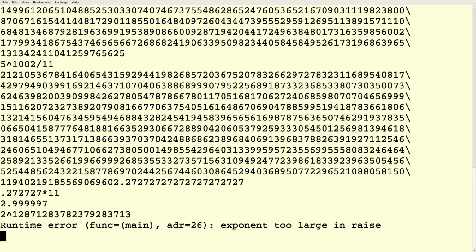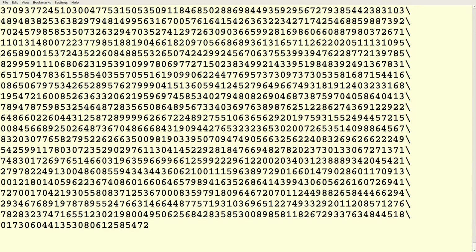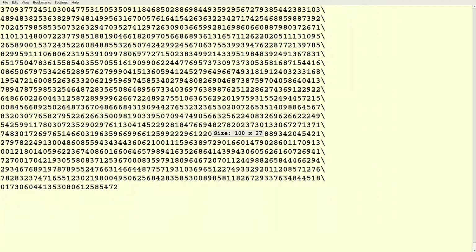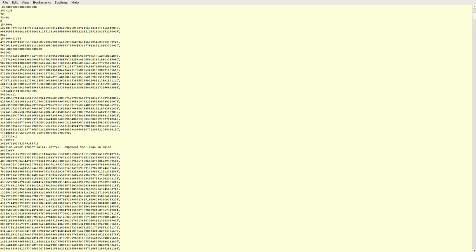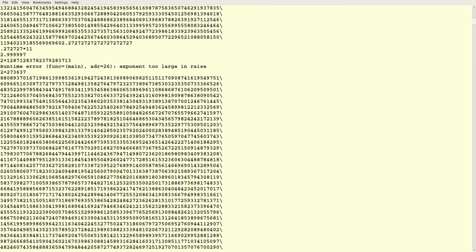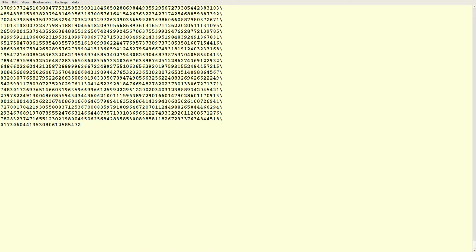Yeah, it does have limits. But it's pretty good. Come on. There we go. Whatever that number was. Yeah, that's a righteous exponent. That's my next password.